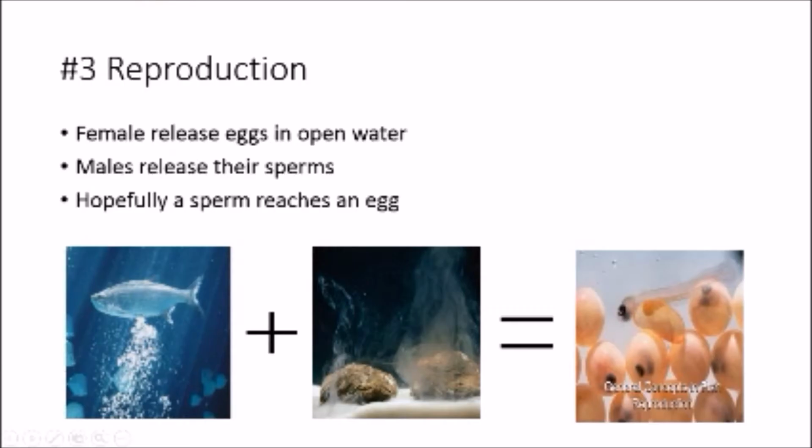The fishes really don't take care of their young. The young, once they hatch, are there to fend for themselves once they're born. Now, during reproduction for Osteichthyes species, water is required for the sperm to be passed on to the eggs.